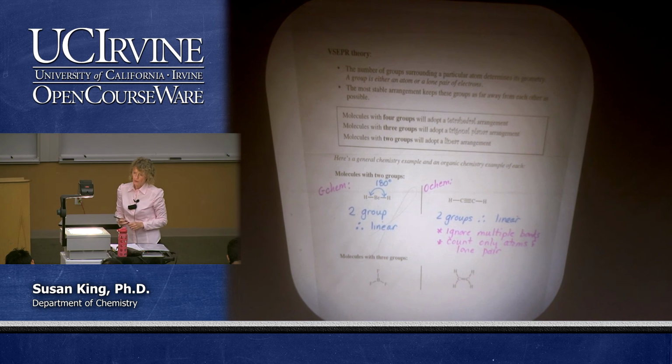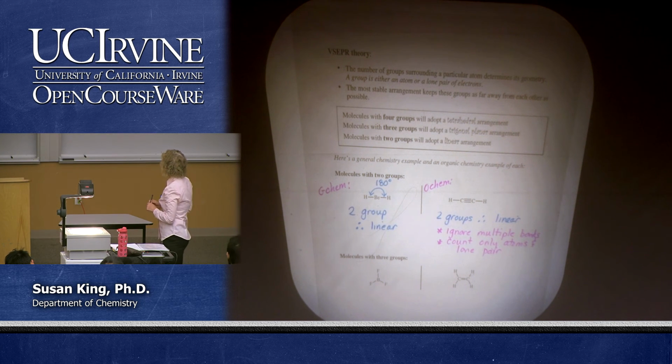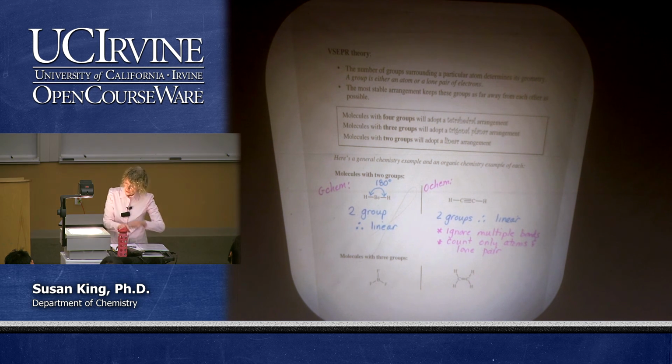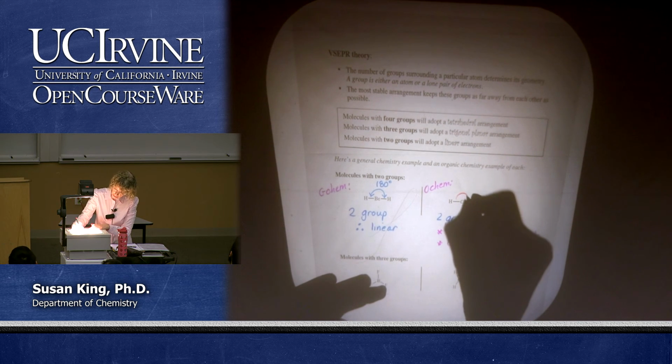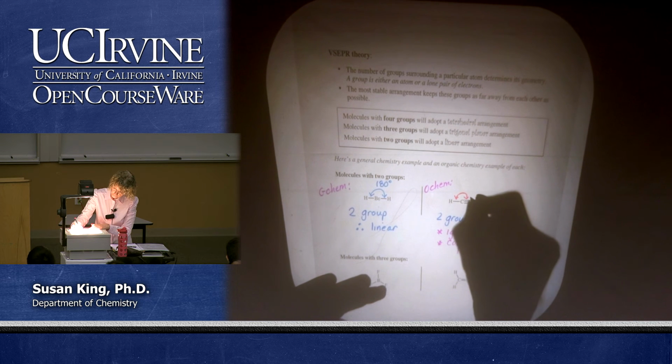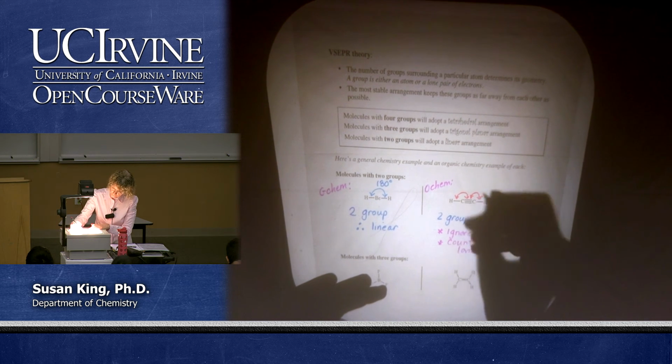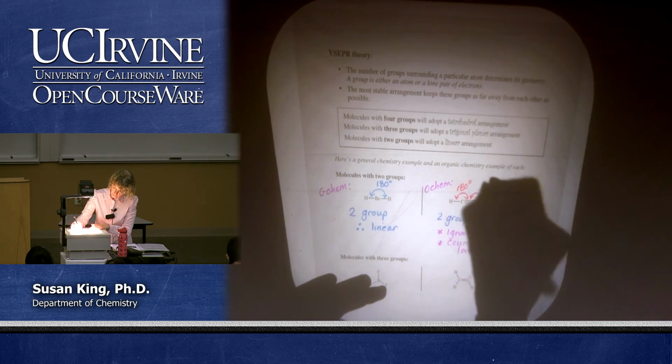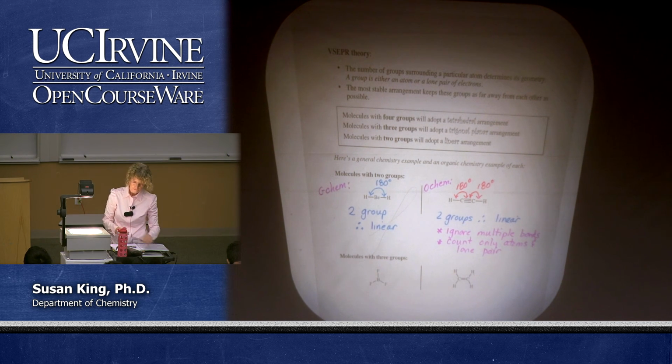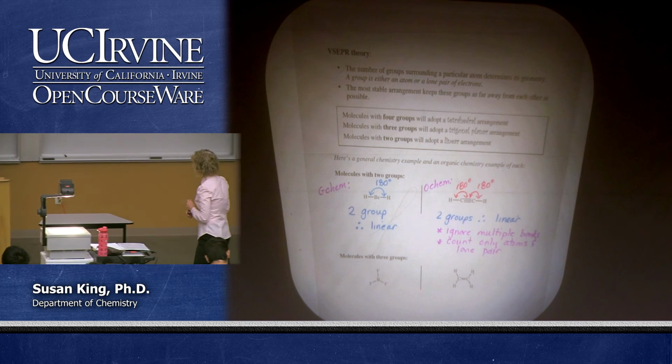Now we don't really have a central atom in this compound here, so each carbon is going to be linear. That means that we have a 180 degree bond angle here. They're both 180. All right, so those are two examples of molecules with 2 groups.